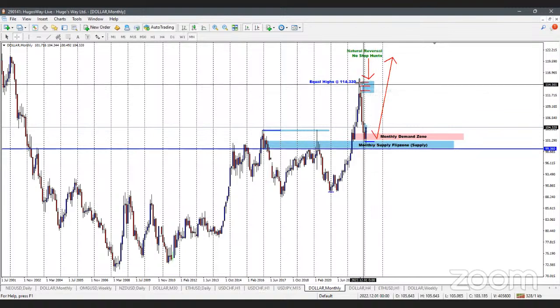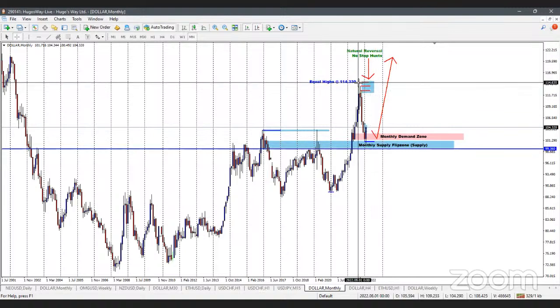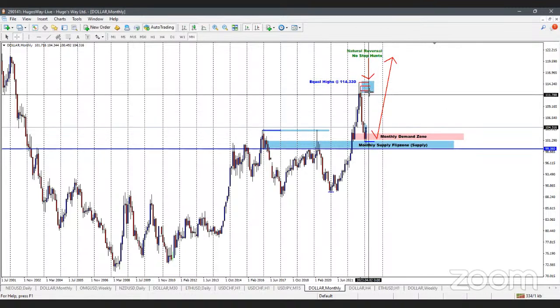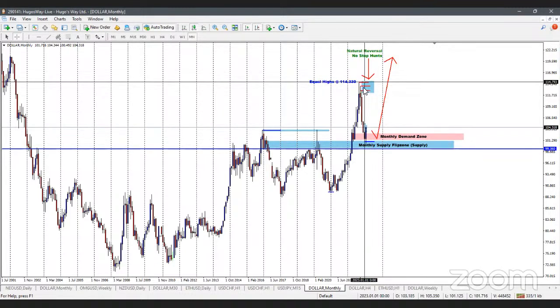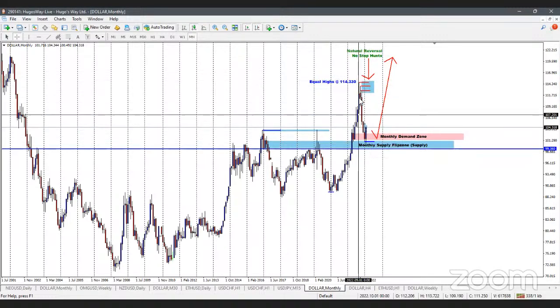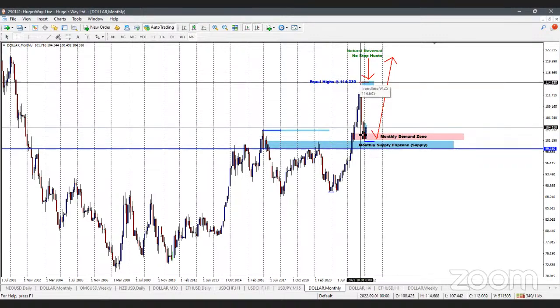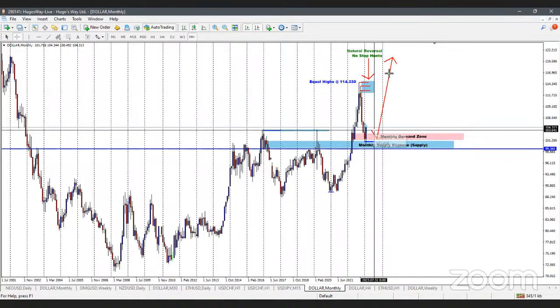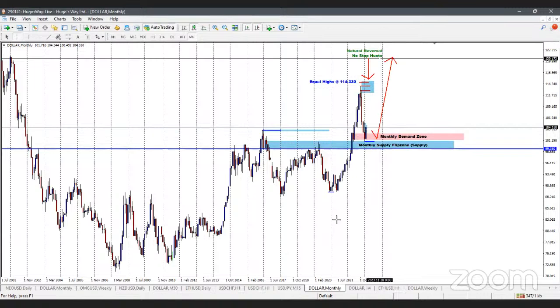Now, the reason I say this is that with this pullback, there was no interaction between the highs for this reversal to happen. So there was no reversal signature at all, but the price pulled back. So this is a natural pullback. This is a real natural money movement that we should be expecting. And now the price has come back to demand. It's about to launch off for an extremely large long.